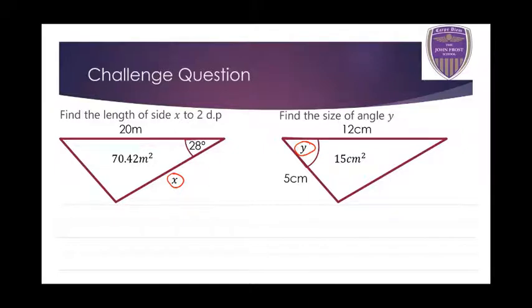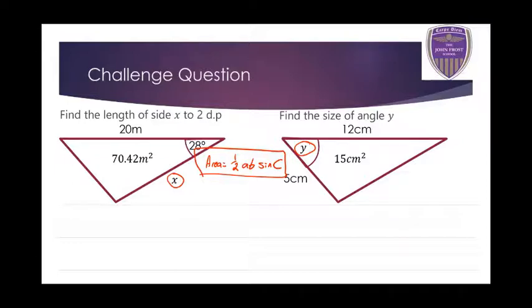Okay, so hopefully you gave them a good go. Both of these questions are just rearranging the formula. So first of all, let's remember our formula for the day. Area equals half AB sine C. This is our main formula we're going to be substituting.